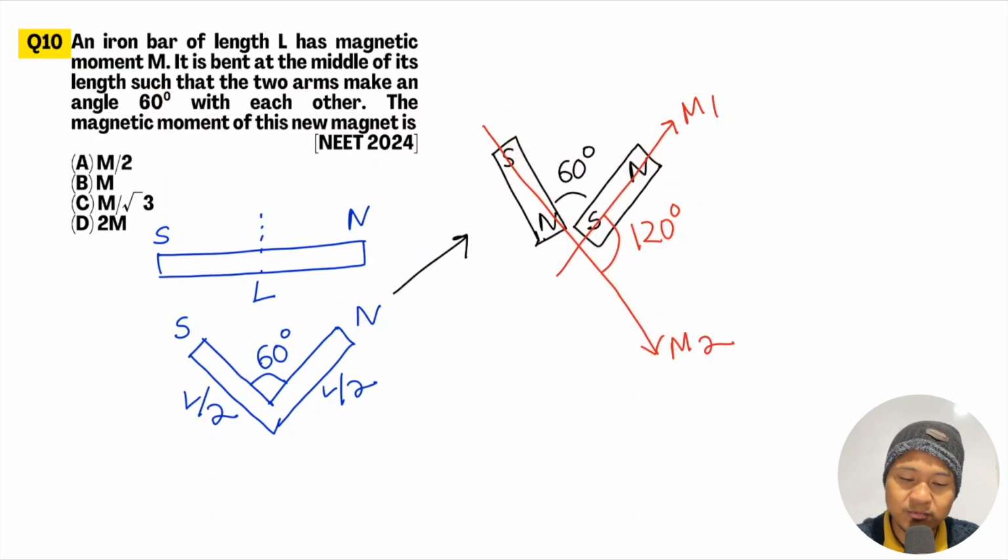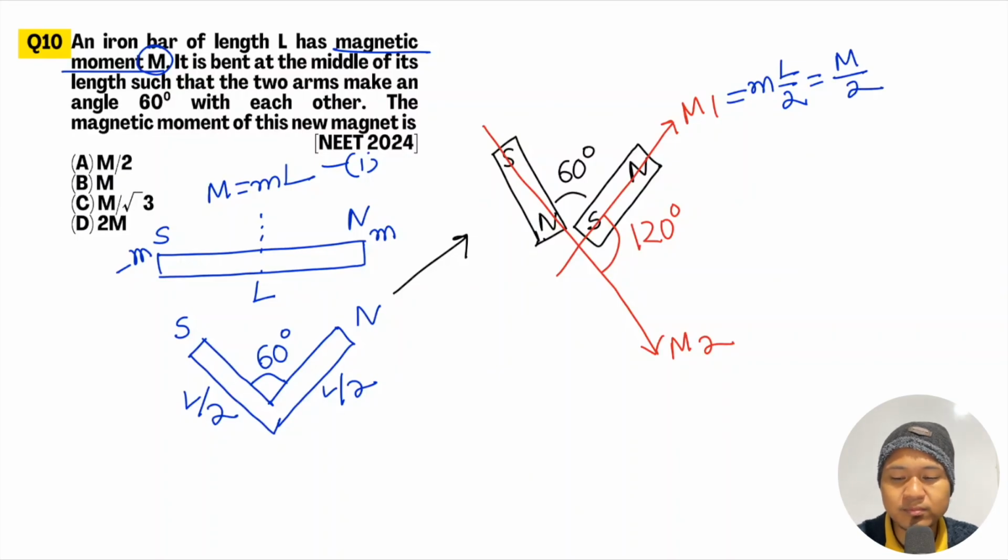So m1 will be pole strength m into length L by 2. Initially for length L the magnetic moment is the capital M given in the question, so capital M is m into L. Then m1 is m into L by 2, which is basically capital M by 2. Now m2 is m into again L by 2, which is also capital M by 2.